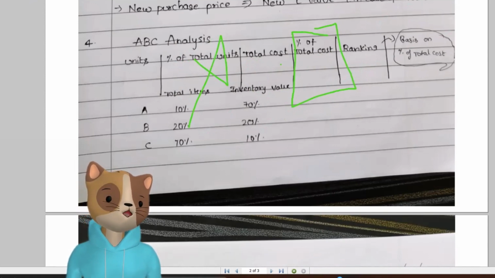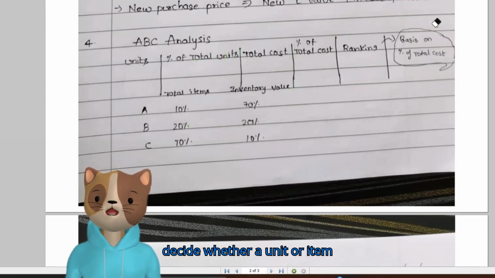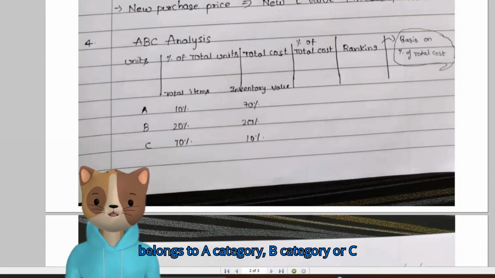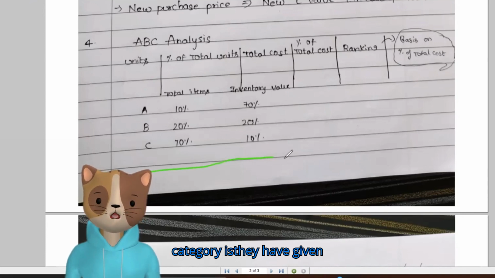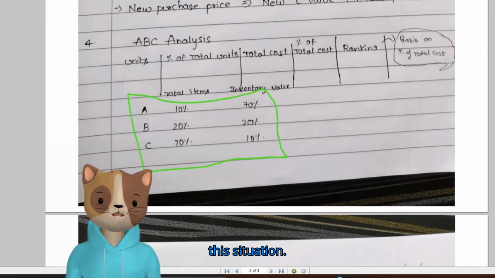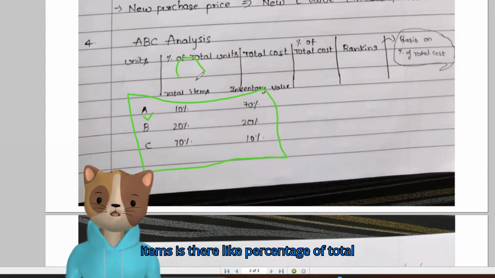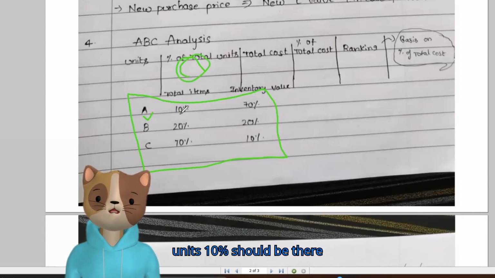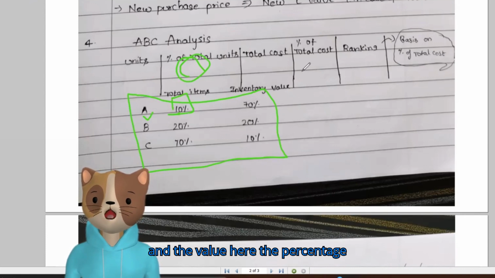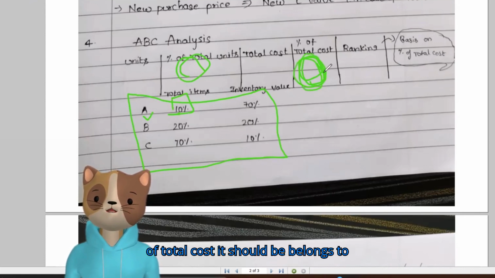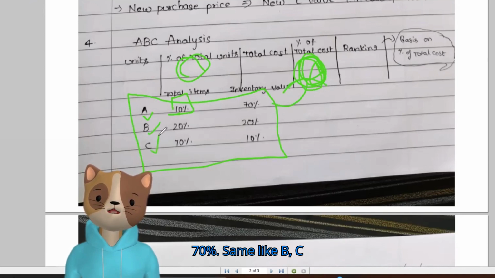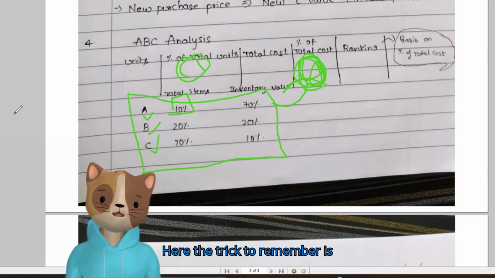So how will you decide whether an item belongs to the A category, B category, or C category? They have given this situation. For the A category, items should be around 10% of the percentage of total units, and the percentage of total cost should be 70%. Same for B and C: 20 and 20, 70 and 10. Here, the trick to remember is this.